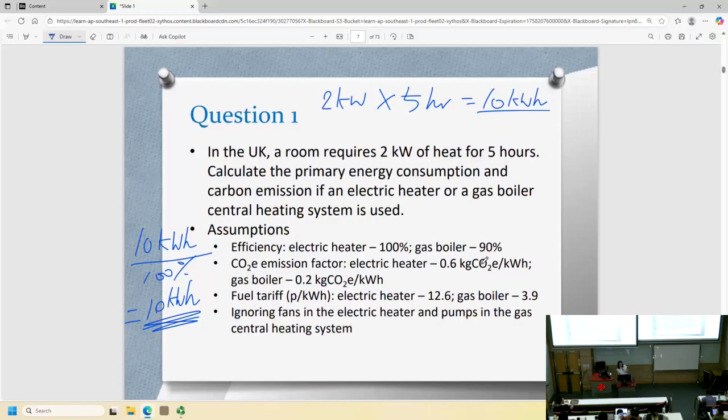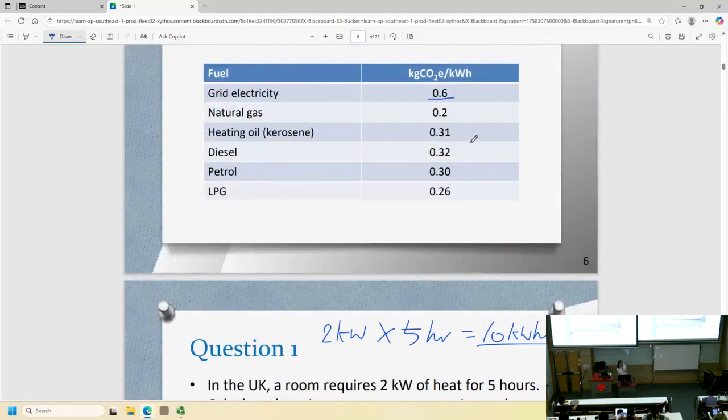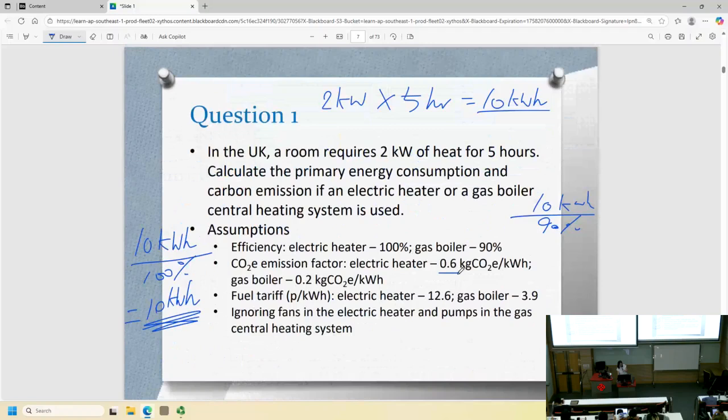And for the boiler, the efficiency is 90%. So for the boiler, if the heat that we need is 10, and we divide it by 90%, so this would be the energy consumed of natural gas, or the gas. And the emission factor for electricity will be 0.6, which is just the same value that we have seen in this table. And for natural gas, 0.2. So here 0.6 and 0.2, right?